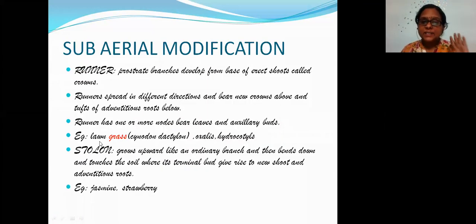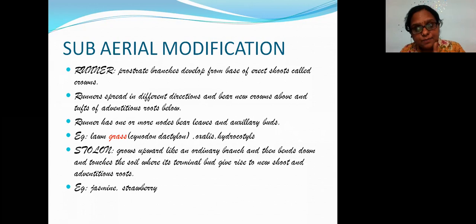Okay, the next, same type like runner, you have something called a stolon. This is all there from your 9th, 8th standard itself, students, but some one or two points are important, like you have the prostrate branches, then you have the crowns. Now you have stolon. A stolon grows upward like an ordinary branch and then bends down and touches the soil, where its terminal bud gives rise to a new shoot and adventitious root.